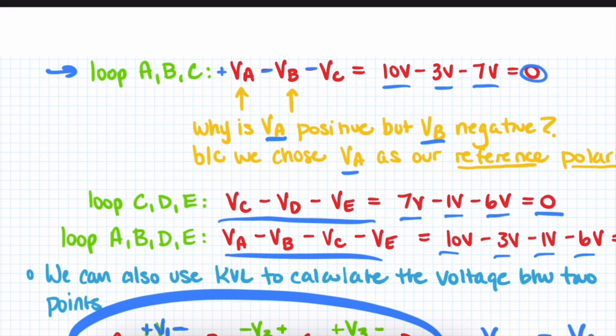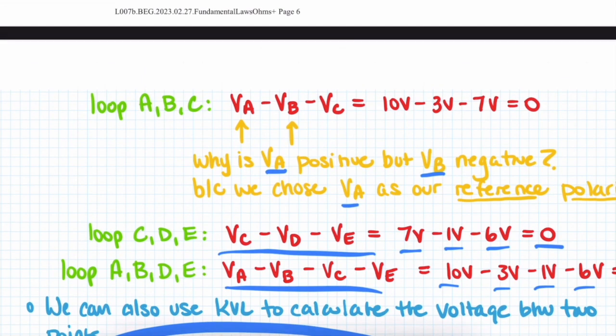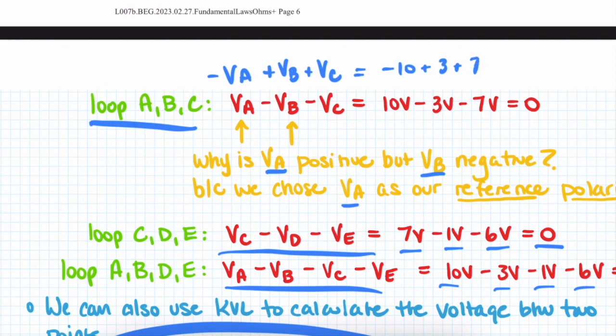Again, though, just really quick, you can choose the reference direction however you want. Let's say that we did loop ABC again, but this time we chose VB as positive. The polarity of VC matched VB, and now VA is opposite. So what we end up with is negative 10 plus 3 plus 7, which still equals 0.